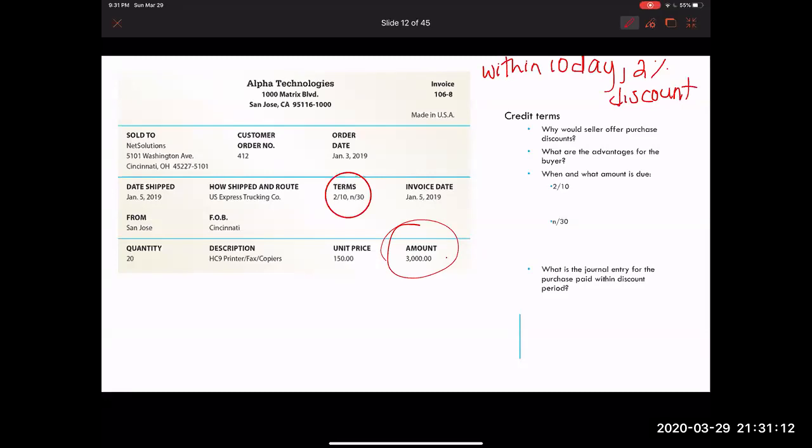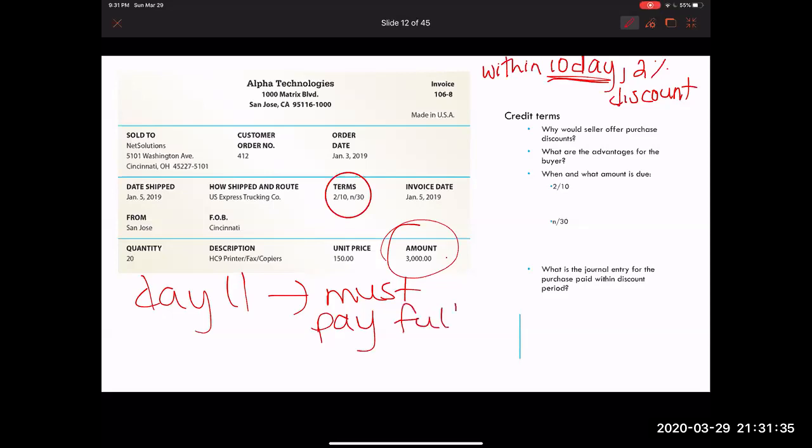However, if you do not pay this within 10 days, so on day number 11, you must pay the full amount of the invoice. No more discount. You must pay the full amount, which is the $3,000.